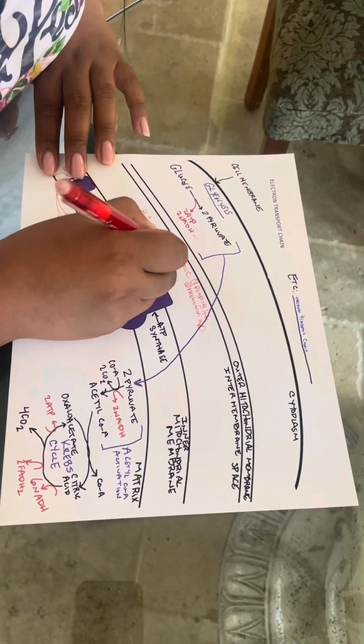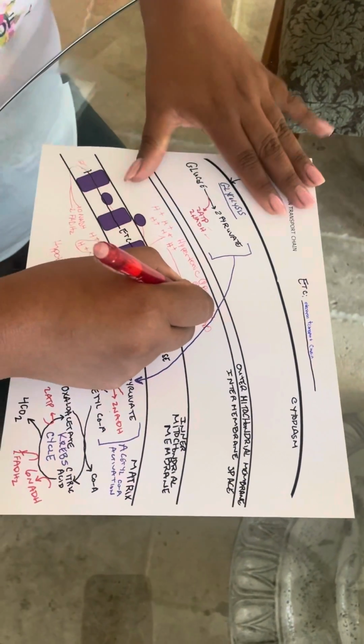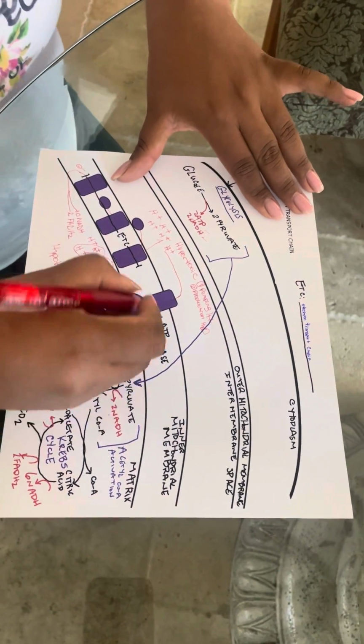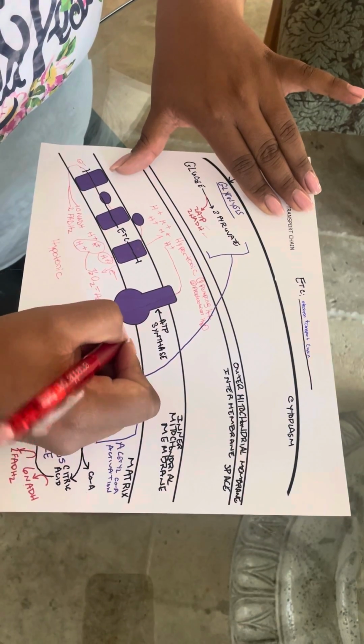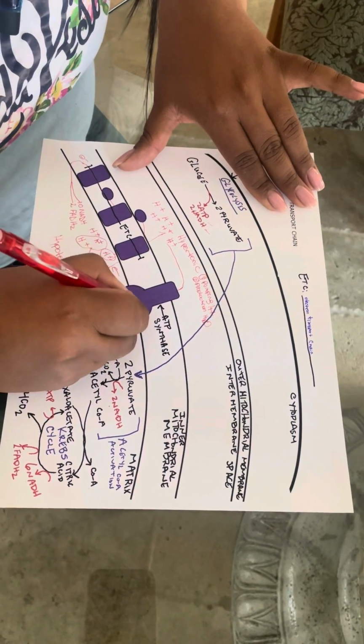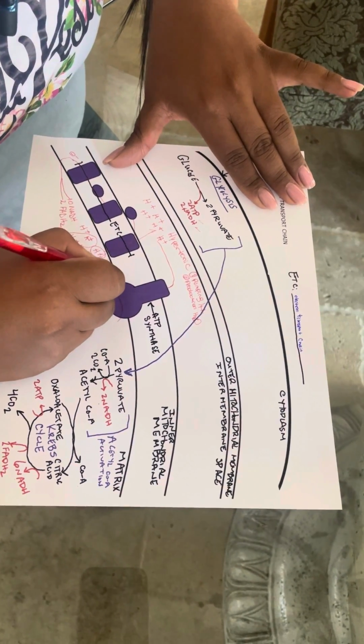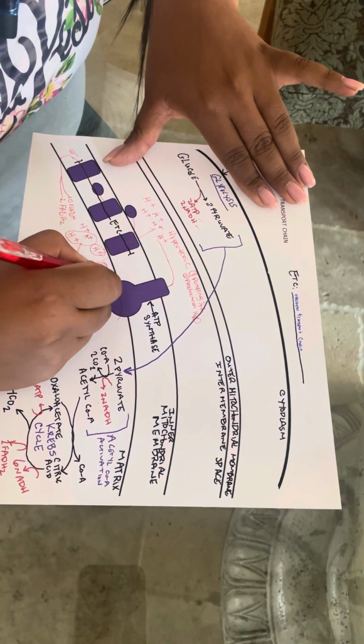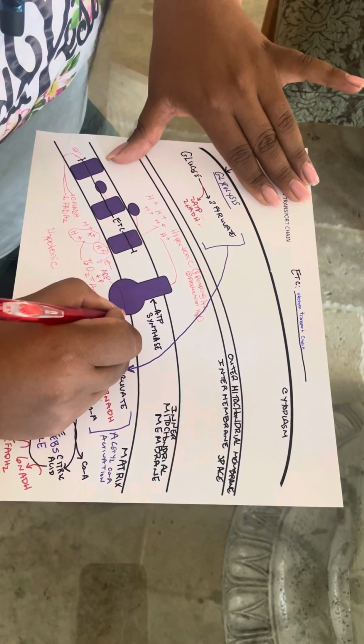So they're going to go through the ATP synthase. As they do that, they will make the ATP synthase physically spin. They will take ADP plus a phosphate and produce ATP.